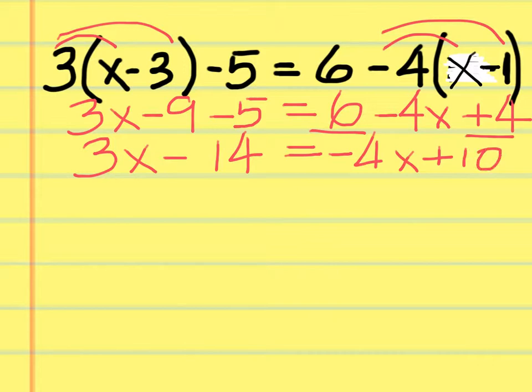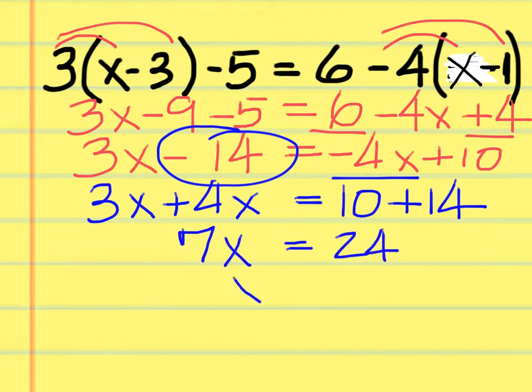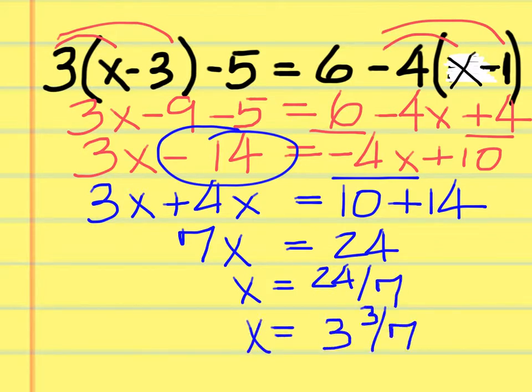So you're right back to the form that we did in the first example. So keep your 3x and move this minus 4x to the left. Keep the 10, move the minus 14 to the right. And you come out with 7x equals 24. Divide 24 by 7, and you have 3 3/7 for an answer.